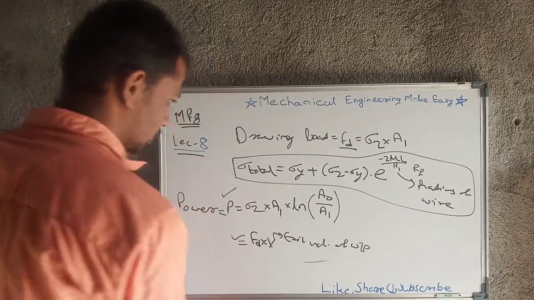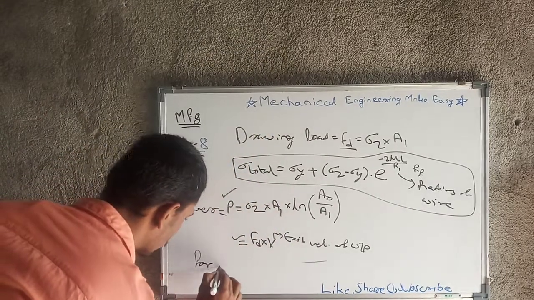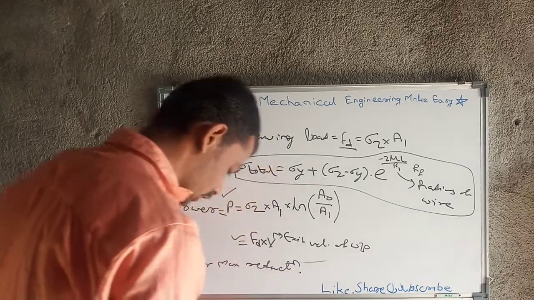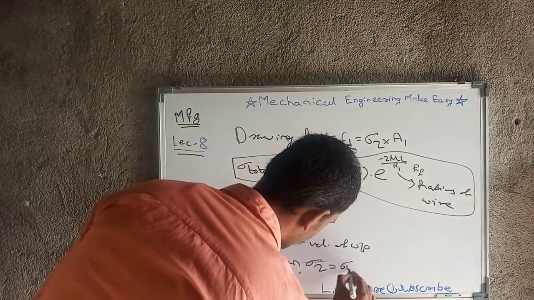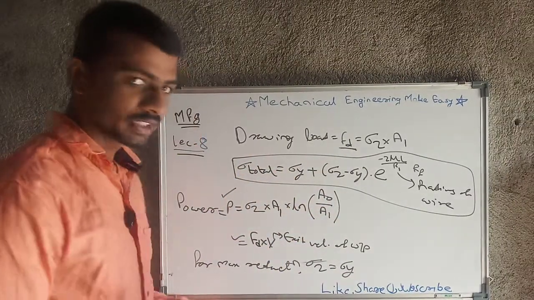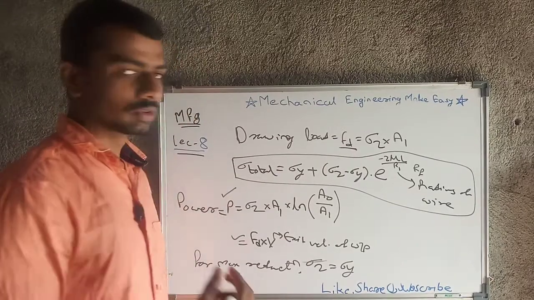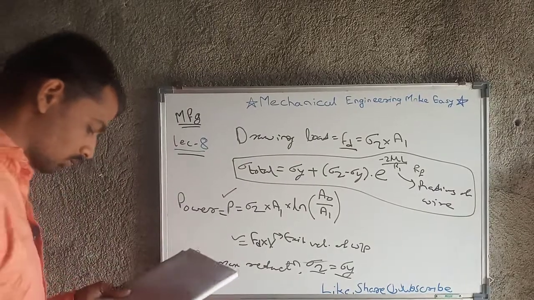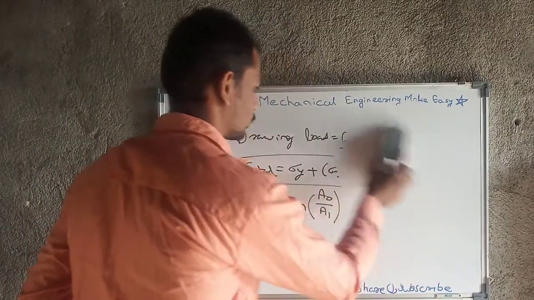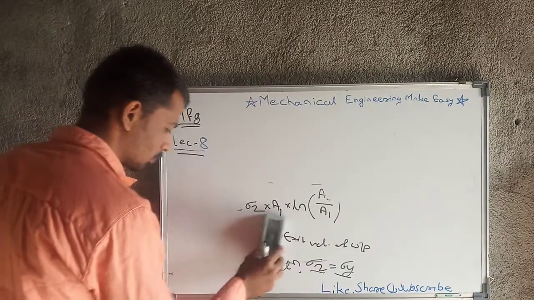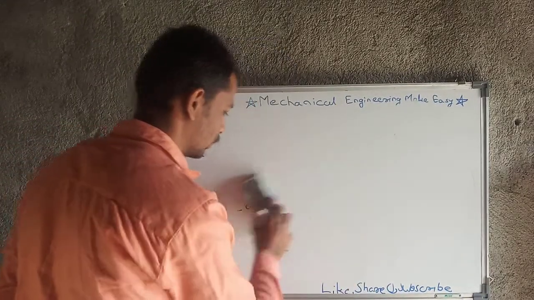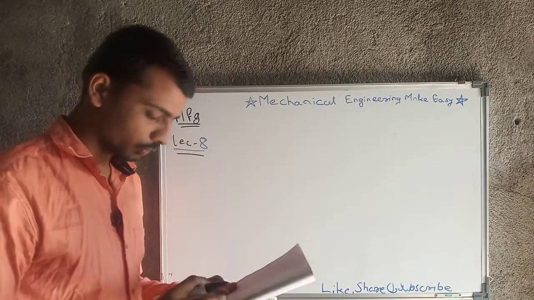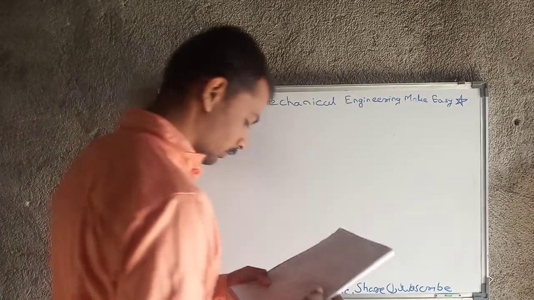Then for maximum reduction, sigma 2 equal to sigma y. Means if we want maximum reduction, then we should have sigma 2 equal to sigma y. Then we will move towards next parameters like true strain and so on. You may feel this session is boring because it has only formulas, and this is the reality of the wire drawing process, that there are a number of formulas.